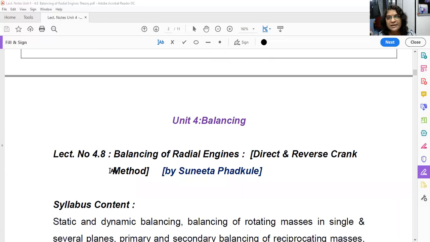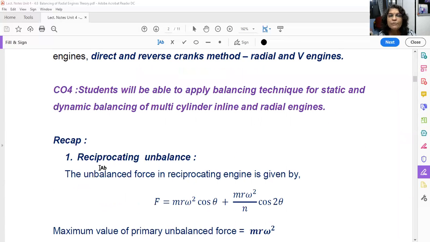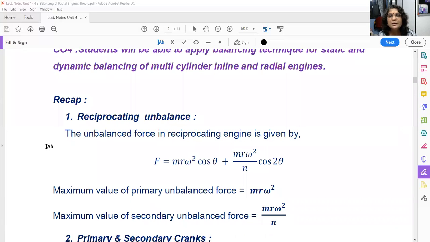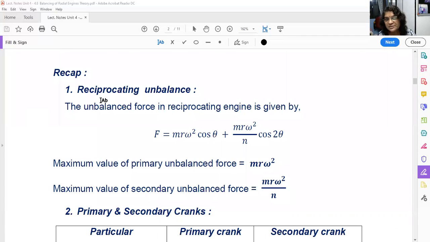So let us see the recap of what we have learned in the earlier lecture. In reciprocating unbalance, we have learned that there are two types of unbalanced forces, primary unbalance and secondary unbalance. The maximum primary unbalance force is M r omega square, and the maximum secondary unbalance force is M r omega square upon n. You will require this here also in this lecture.